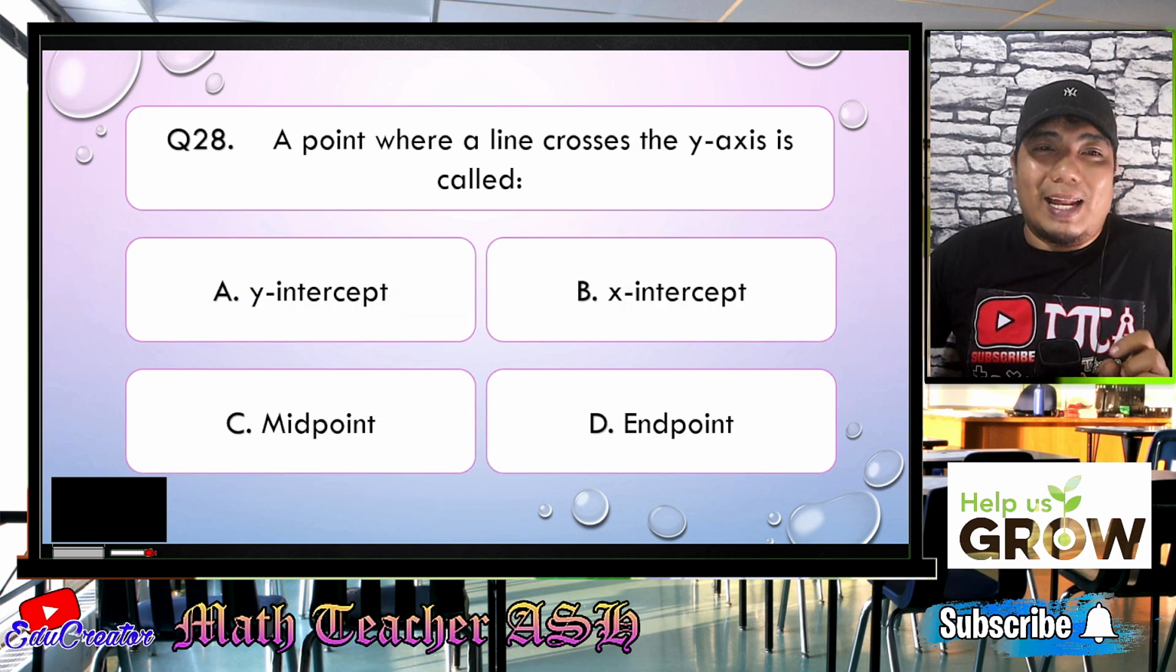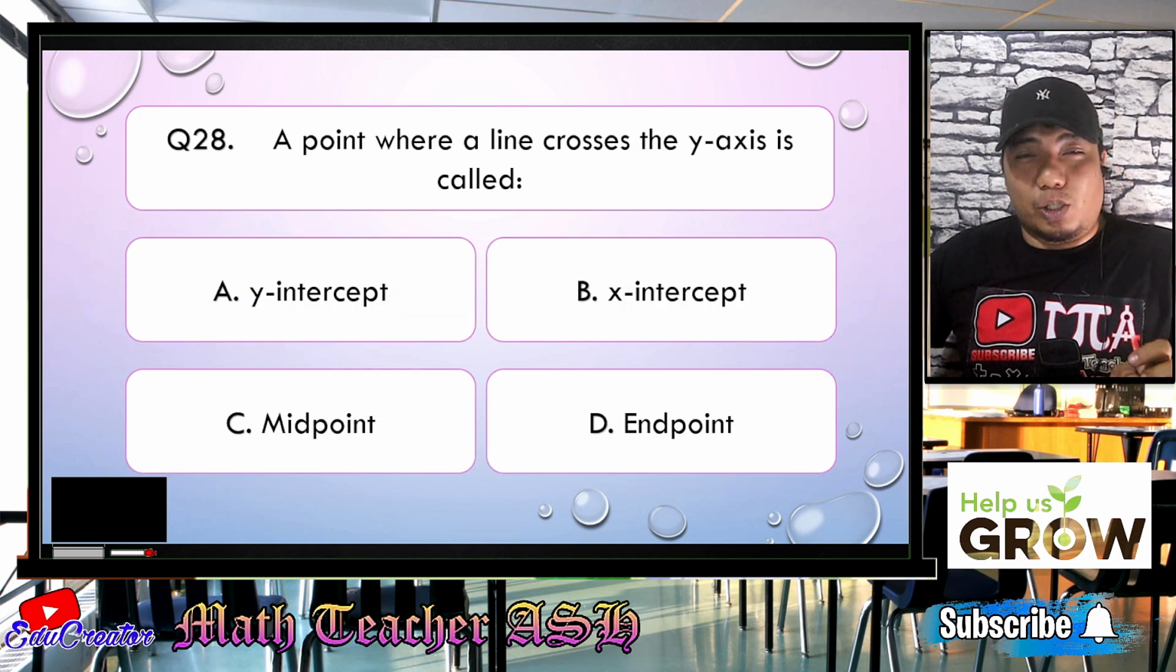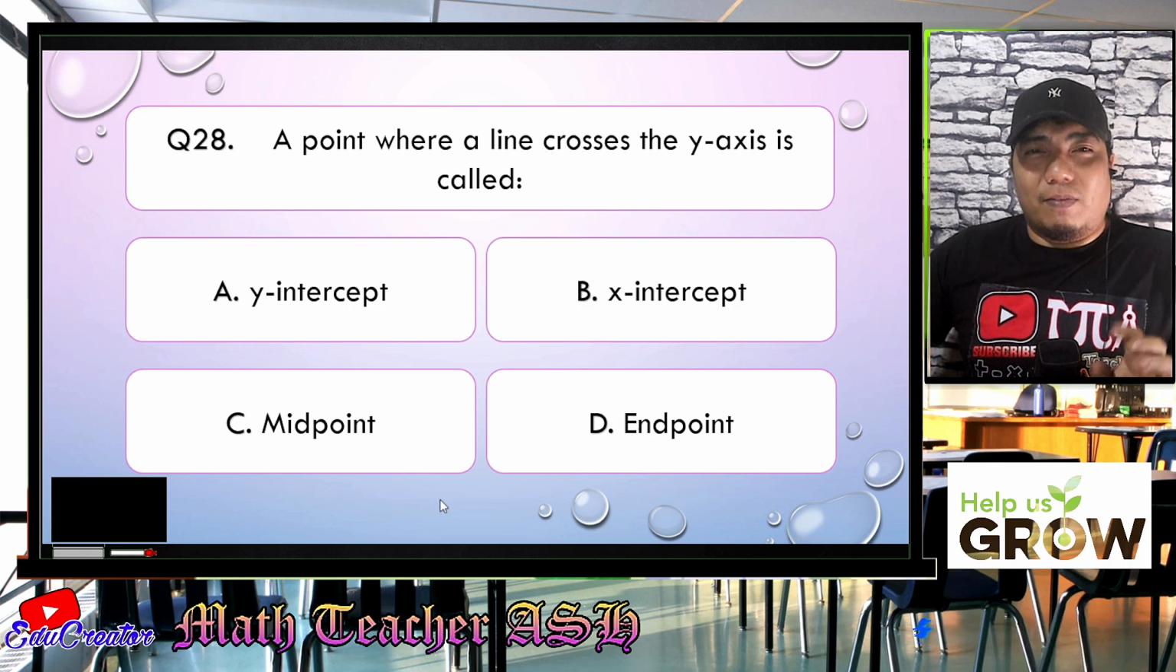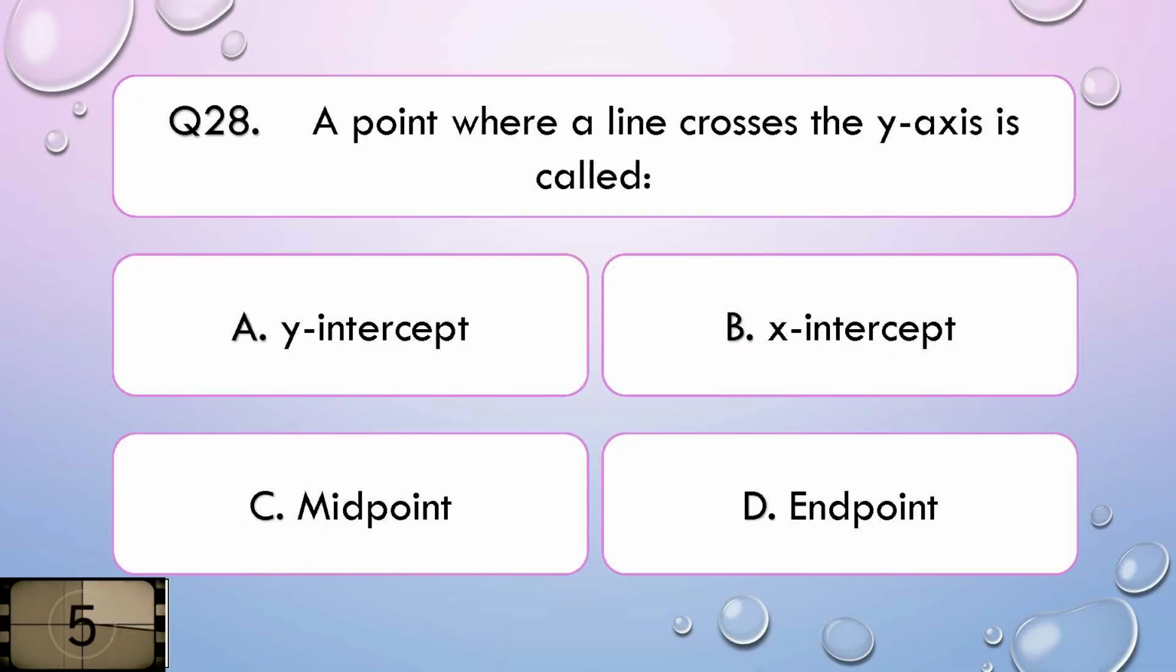A point where a line crosses the y-axis is called: A, y-intercept; B, x-intercept; C, midpoint; or D, endpoint. I'll give you 5 seconds to think about your answer.